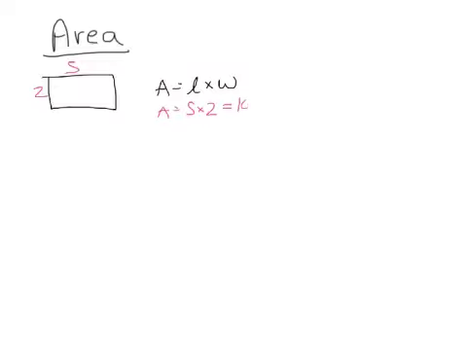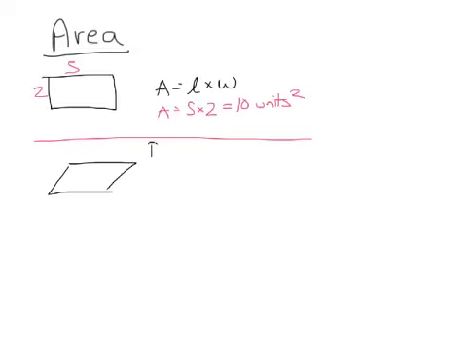Area. Area is when I begin to multiply two of the side lengths together. So the most basic is a rectangle or a square. The area is given by length times width. So in this case, if it's 5 and 2, area is going to be 5 times 2, which is going to be 10. It's going to be units squared. If I take this same shape and just tilt it on its side, this is a parallelogram.